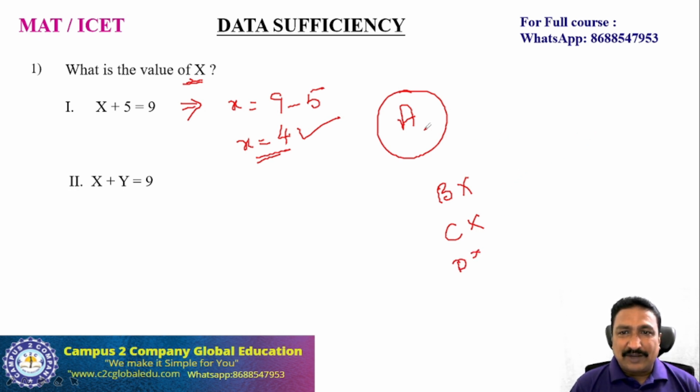We should not combine. We should not keep the answer as D. Okay now friends, whenever you are getting the answer from the first statement alone, we should keep the answer as choice A. Then you should go to the next question. We should not check the second statement. Understood friends? You will go to the next question.